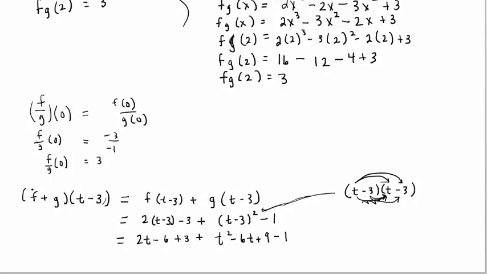And so let's clean this up. t squared. I'll kind of lightly cross through that. We have 2t and minus 6t, so that looks like minus 4t. And let's look at the numbers. This would be negative 3. That would be plus 9 is 6. 6 minus 1 is 5.